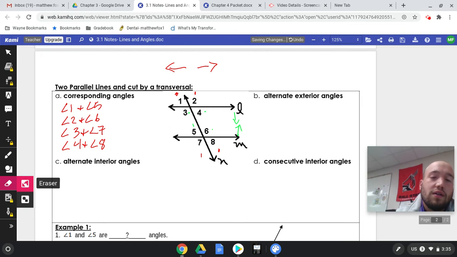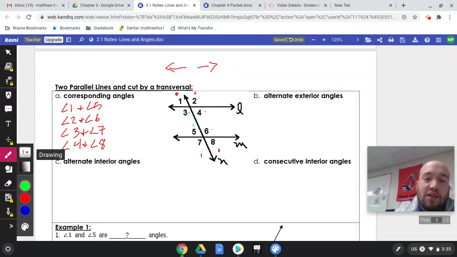Okay, so now, when we're doing alternate exterior, 1 and 2 would be an example of a linear pair. That's not alternate exterior. But angle 1 and angle 8, those are alternate exterior. Okay? And likewise, angle 2 and angle 7.